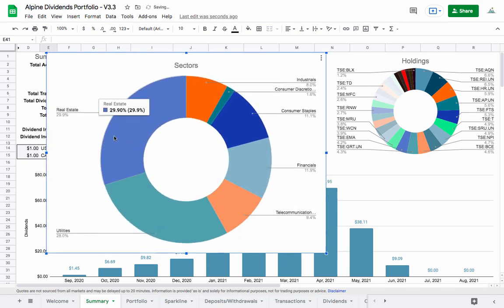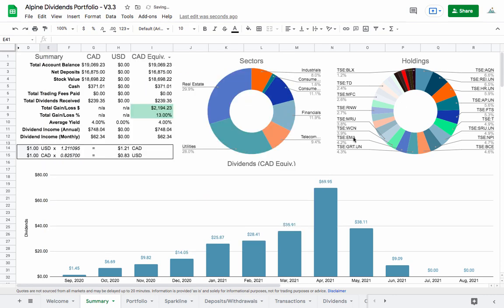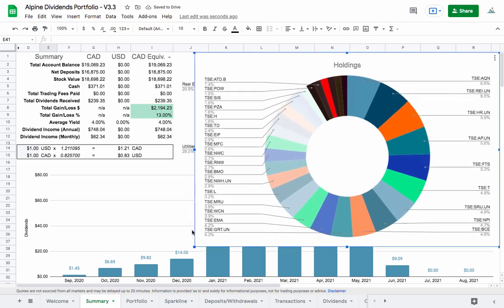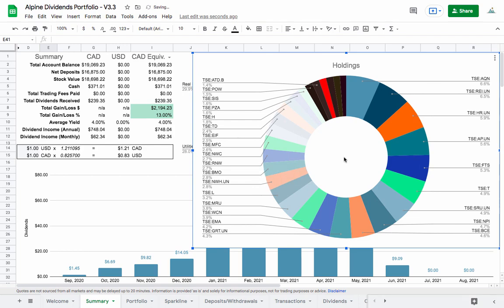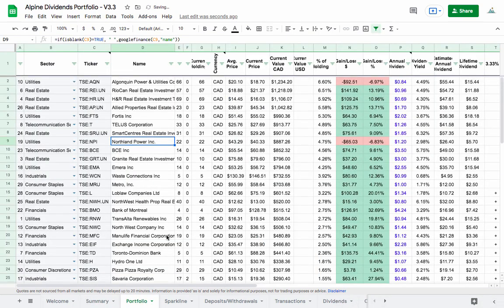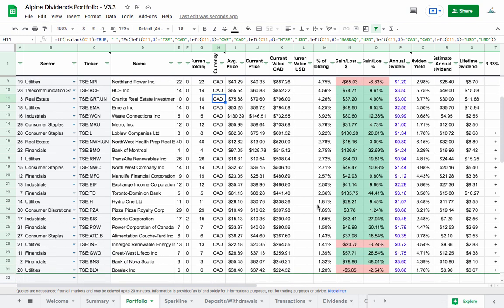You can see here that real estate is my biggest section, followed by utilities, and then a whole bunch of other stuff. And with the holdings chart, you can also get a pretty quick overview of what it looks like for me, but we can also just jump into the portfolio tab here and take a look. Right now I have it sorted by the biggest percent of my holdings, so my biggest positions at the top, in decreasing order as we go down.